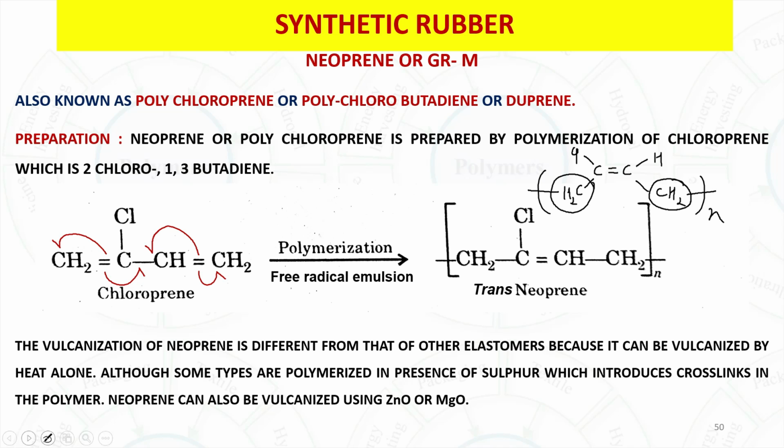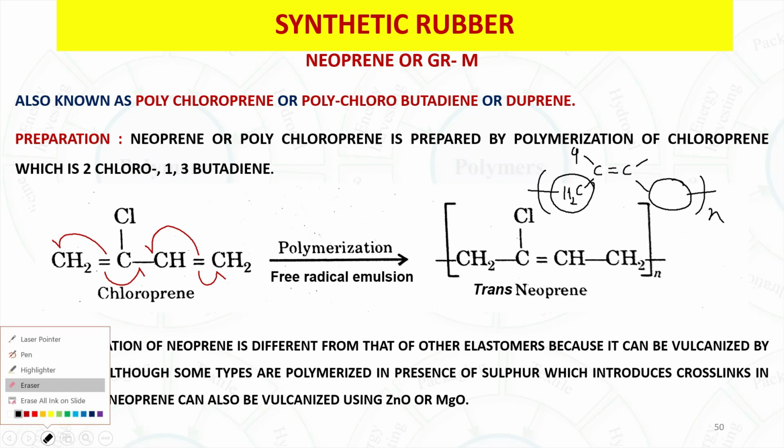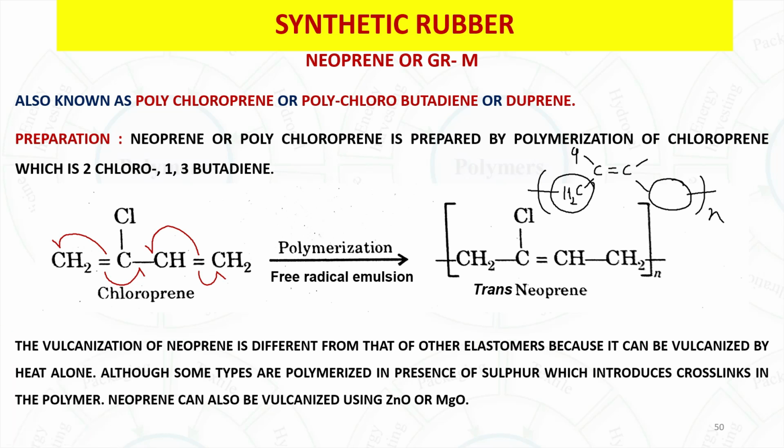Here you can see this is my CH2 and this is my hydrogen. So these two have the trans relationship. When they have the trans relationship, that means this is neoprene. This you need to understand. I hope this is quite clear.